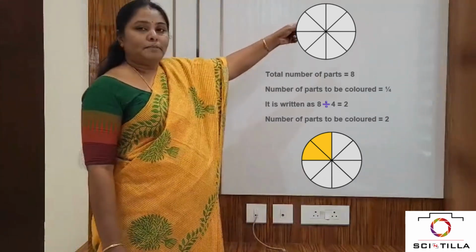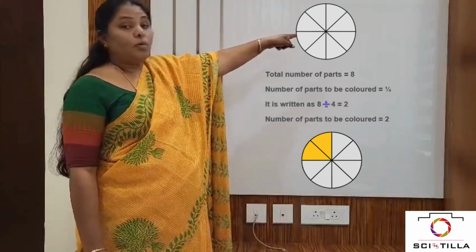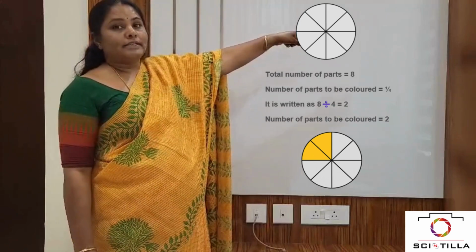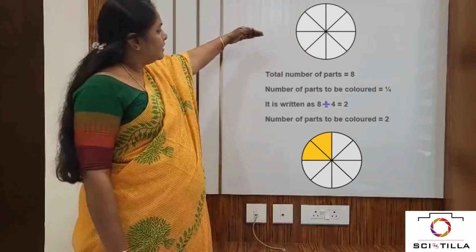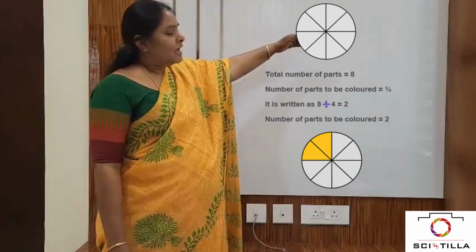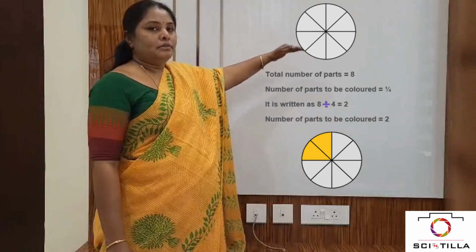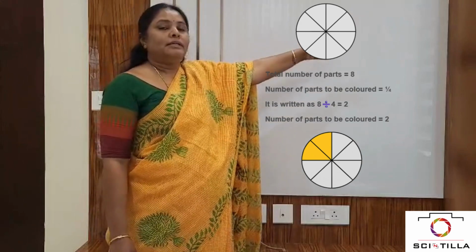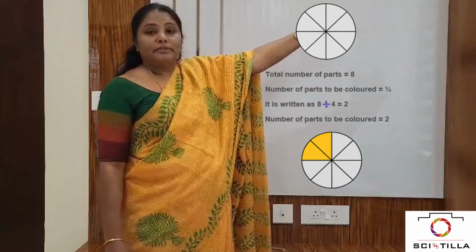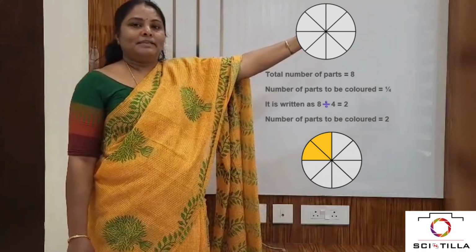So the total number of parts is 8 and we have to color a quarter of it. We all know a quarter is nothing but 1 by 4. So write down the total number of parts, 8 upon 4. So 8 divided by 4 is nothing but 2. How many parts are we going to color? 2 parts. Are you all clear?